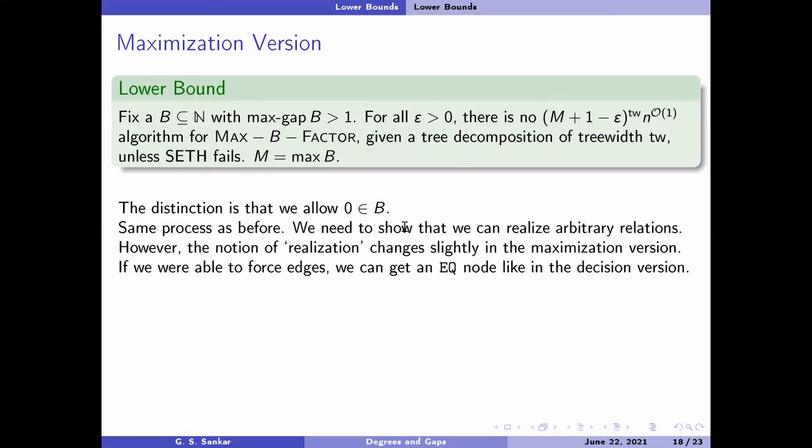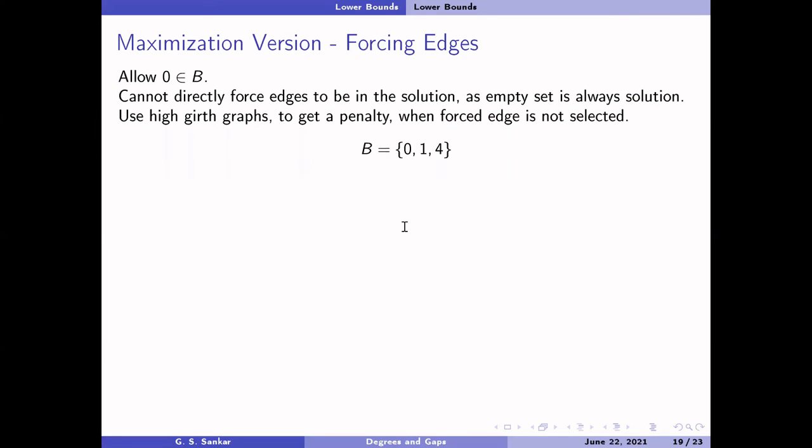Like before, if we can force edges, we can do the same process as before and get an equality node. So the main idea here is to first be able to force edges. But the problem here is that forcing does not really work out directly because since 0 is in the set, the empty set is always a solution. So we'll do this in a tricky way. What we'll do is we'll exploit the gap in the list. Remember, we're still assuming that the list has a gap of size at least 2. So let's take, for example, B being 0, 1, and 4. So there's a gap between 1 and 4.